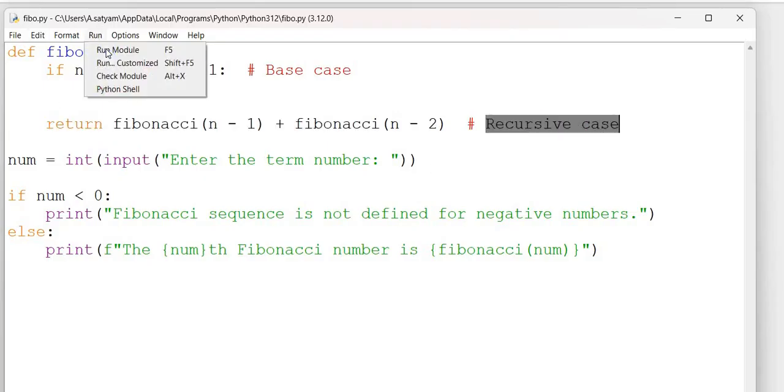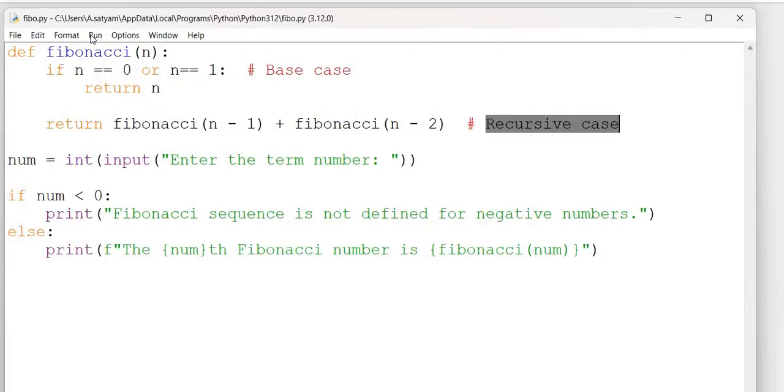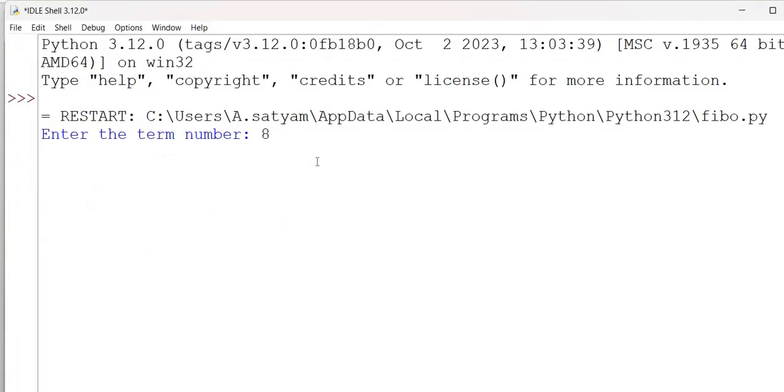You can see. For example, enter the term number. For example, the number is 5. So the fifth Fibonacci number is 5. For example, if you want to find out fib of 8, so the number is 21. So this is the example.